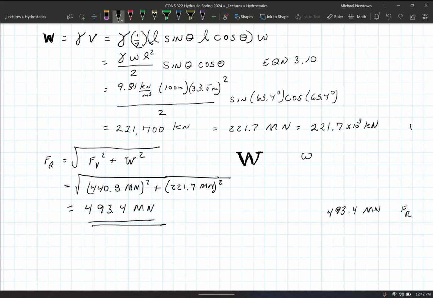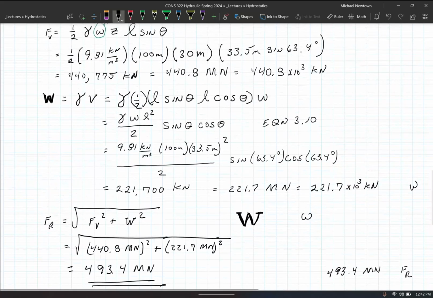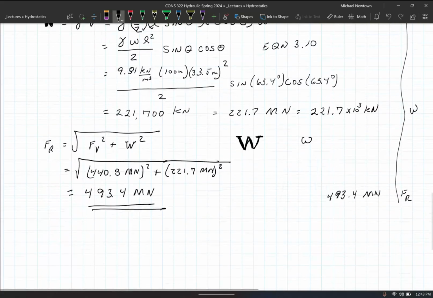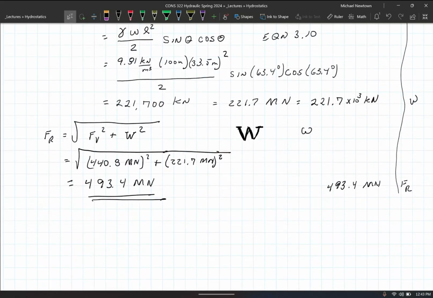and then put your FR out here. Up here, you'd have W. Up further, you would have had FV. All along the outside edge of your comp paper. All right. So far, so good? So the original question wanted the resultant force and the center of pressure.